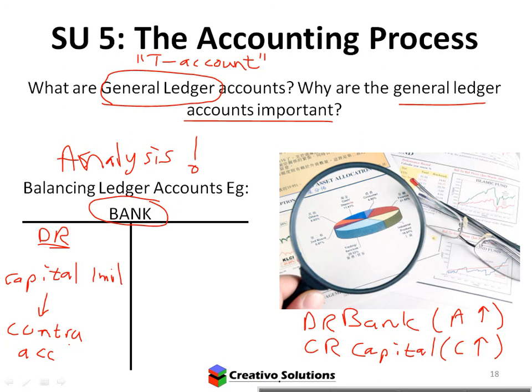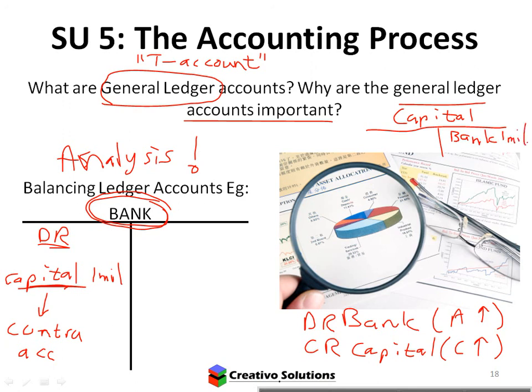If I'm talking about bank, what is the contra account for bank? Capital. If I'm talking about capital, what is the contra account for capital? Bank. Contra means they go together. Every debit must have a credit. So in bank, I'm going to write capital. Then I want you to draw this. I'm going to draw a little account here called capital. What am I going to write in capital? Bank, 1 million. Those are control accounts.